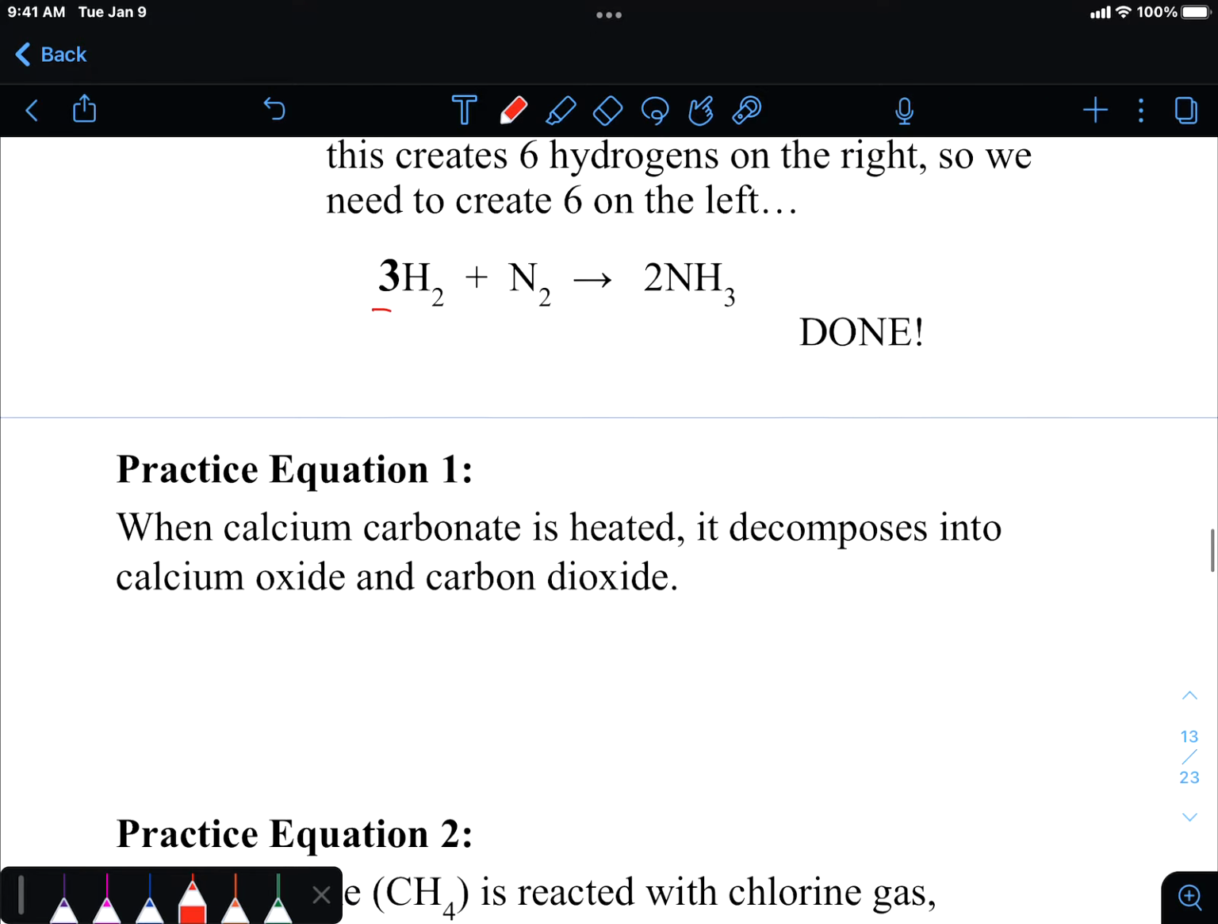So practice equation 1. When calcium carbonate is heated, it decomposes into calcium oxide and carbon dioxide. So you've got to first figure out what your reactants are. What are the things that are reacting? What do you think? Yeah, aren't we starting with calcium carbonate? Okay, so we've got to figure out what the formula for calcium carbonate is. Remember, if it doesn't end in IDE, that means you have a polyatomic ion. So you have to find carbonate.